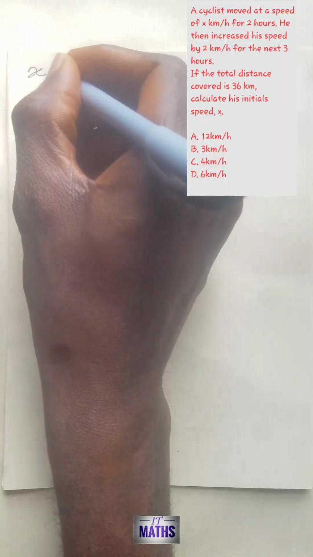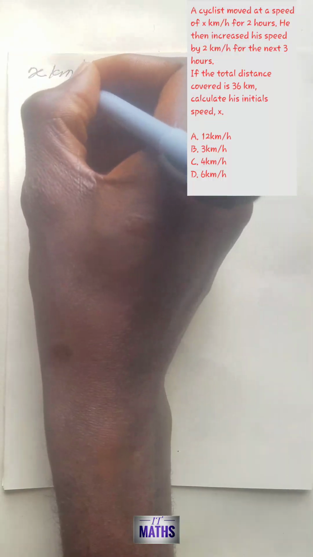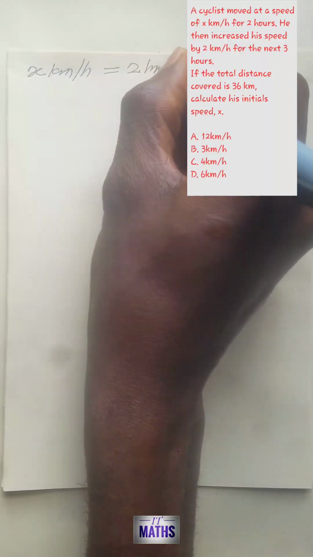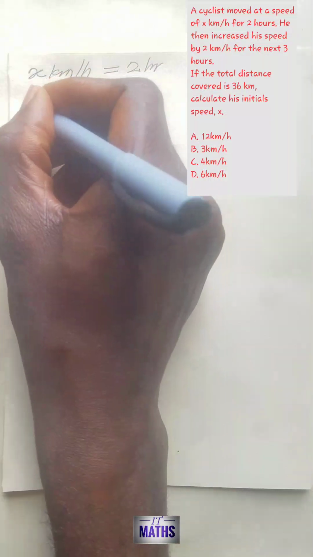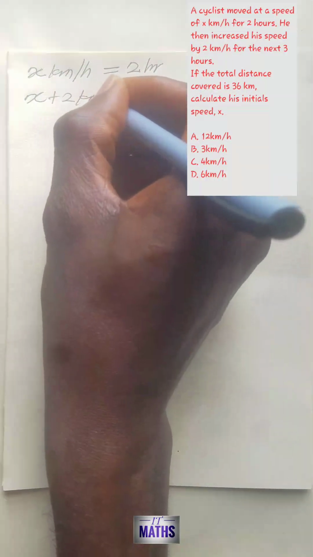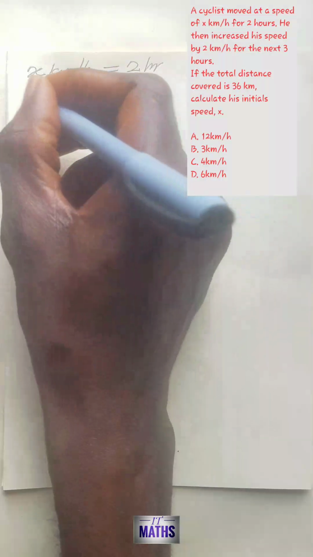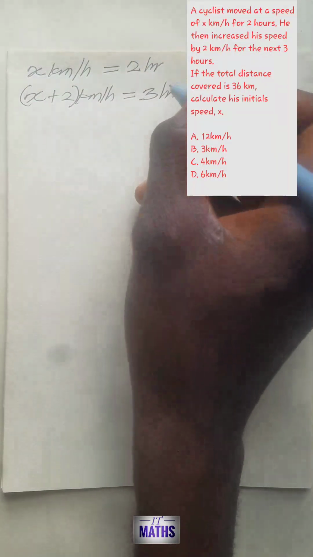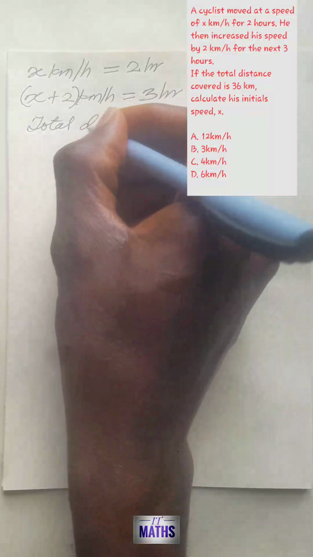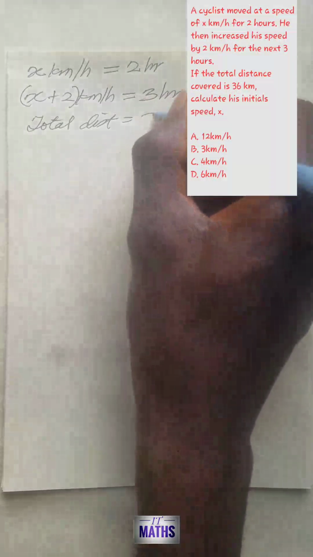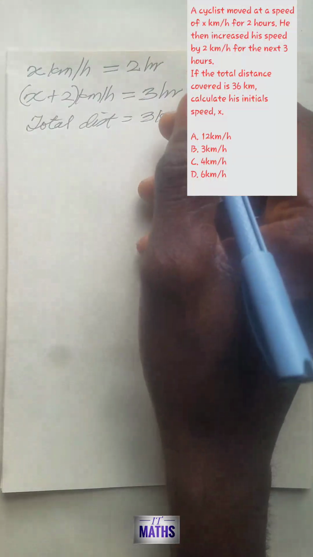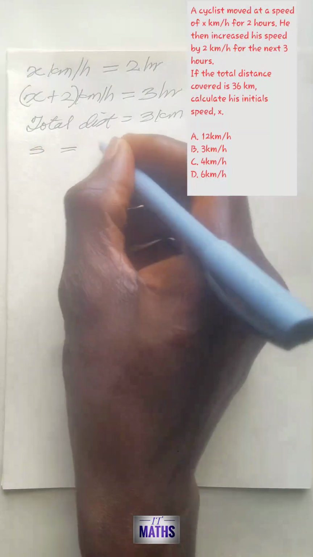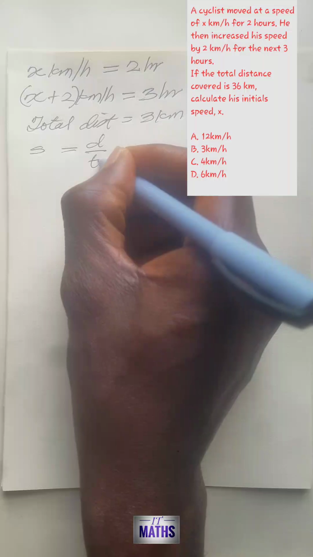x kilometers per hour for 2 hours, right? For the first 2 hours, and then x plus 2 kilometers per hour for 3 hours, right? And the total distance is what? 36 kilometers. Formula for speed is what? Speed is equal to distance over time.